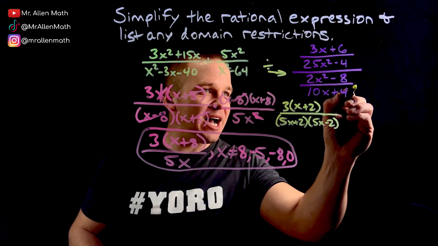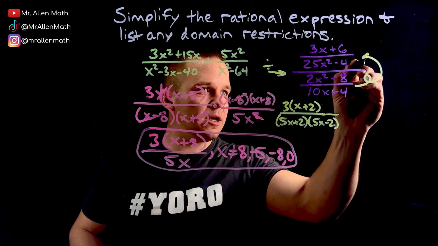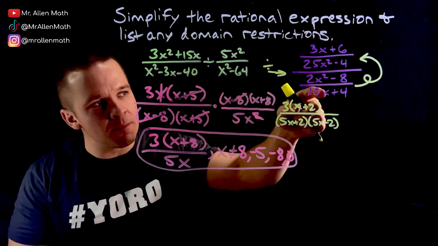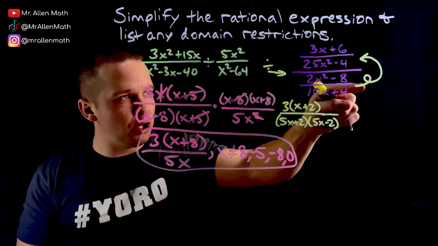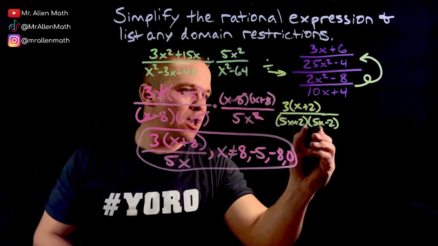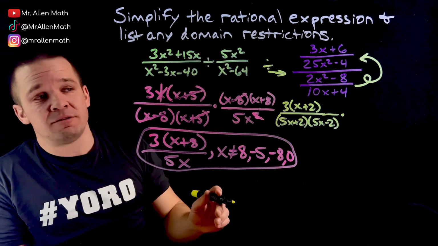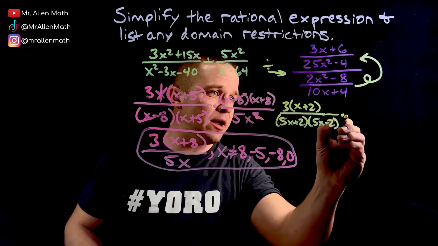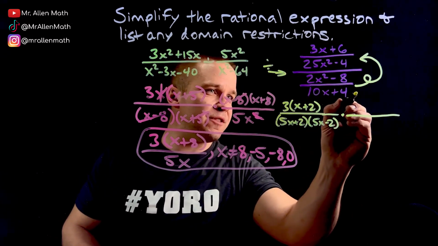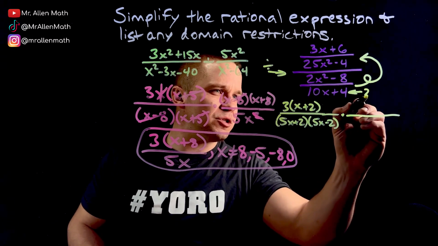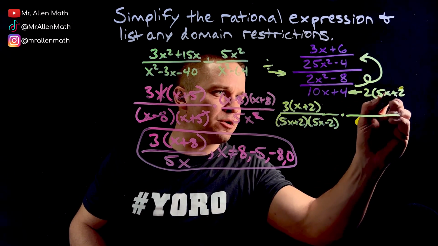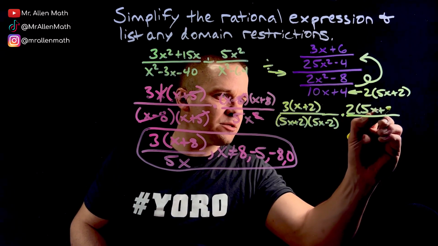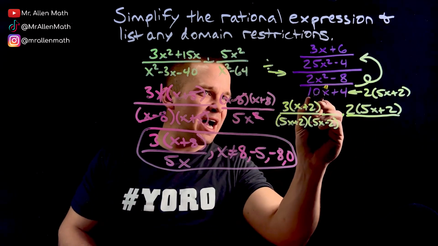Now I'm going to take this guy and multiply by the reciprocal. That loopy-loop is what it's saying. That's not official math notation, but it's pretty dope. So the 10x plus 4 is going to go into my numerator, and I'm going to take out the GCF of this guy. This is going to be 2 times 5x plus 2, so 2 times 5x plus 2 goes in my numerator. That's beautiful.